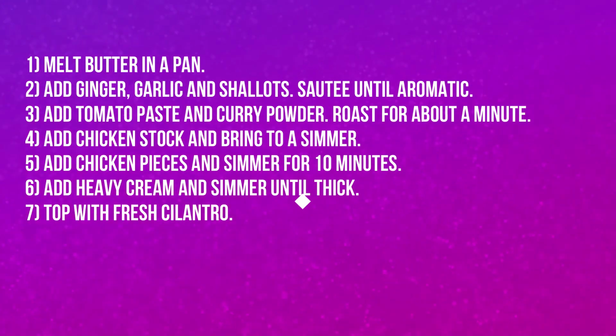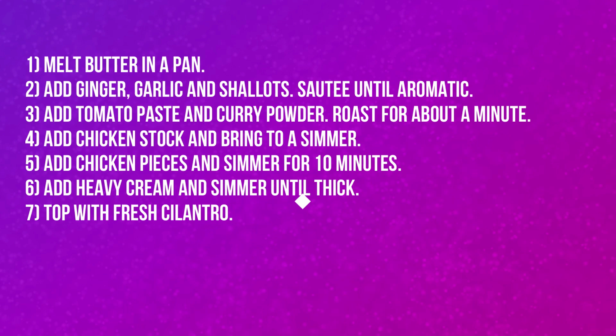Procedure: Melt butter in a pan. Add ginger, garlic and shallots. Sauté until aromatic. Then, add tomato paste and curry powder. Roast for about a minute.